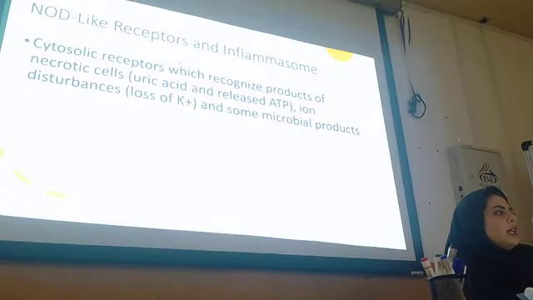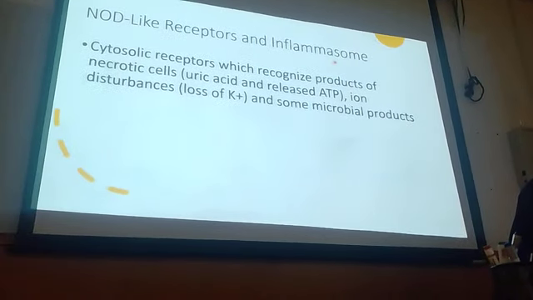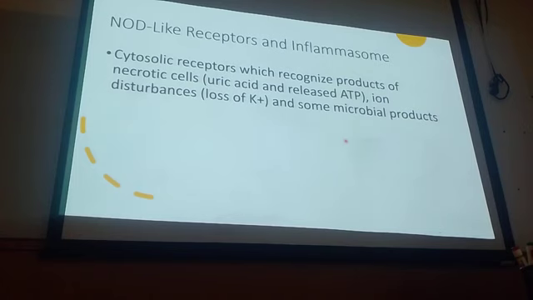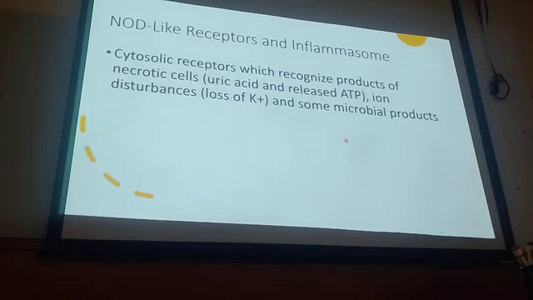And we have node-like receptors and inflammasome. Node-like receptors are cytosolic receptors which recognize products of necrotic cells such as uric acid or released ATP. When cells are injured, ATP is released from injured mitochondria, so the level of ATP in the cells is elevated. Or it may be uric acid, or loss of potassium, and some microbial products.